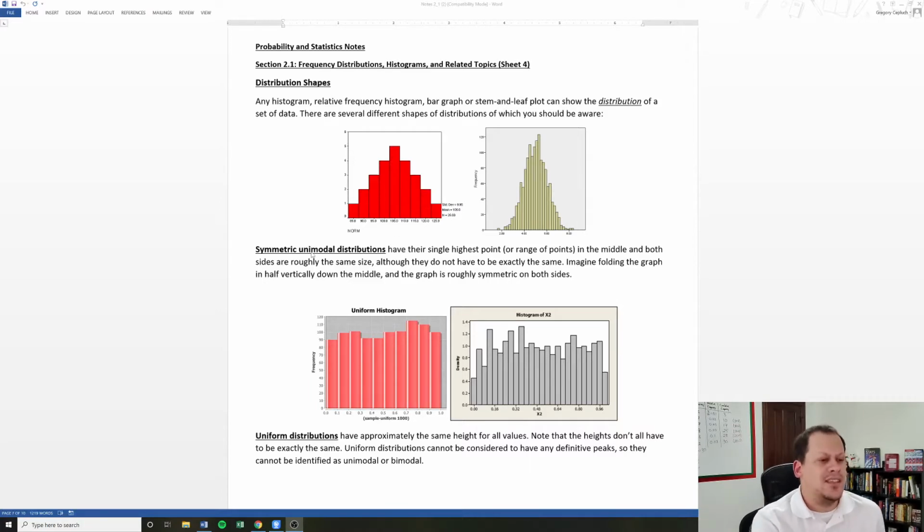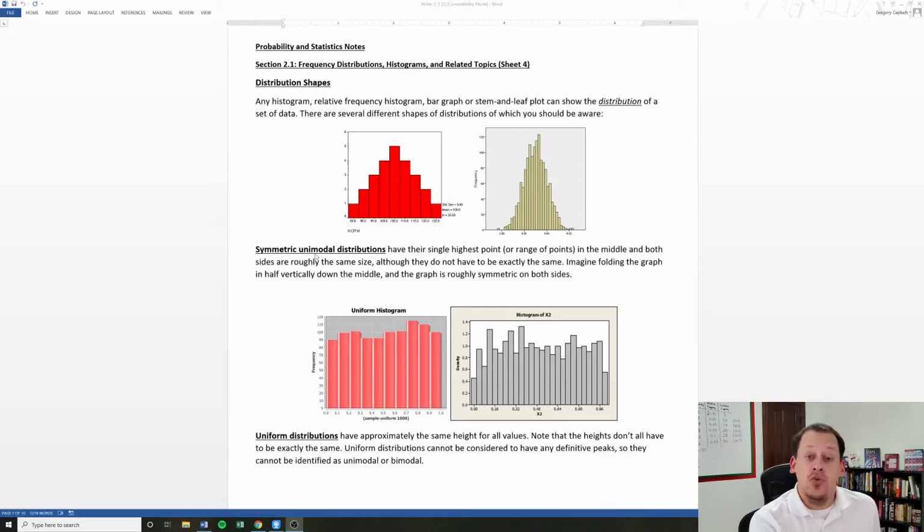So instead of calling something symmetric, in statistics, we're fond of saying roughly symmetric. That's what's important here, because you're not going to see perfect symmetry out in the wild. It's not going to happen. This is about as good as it's going to get.